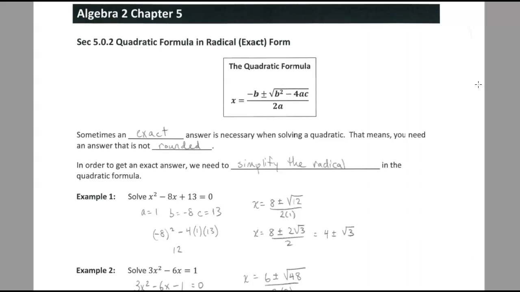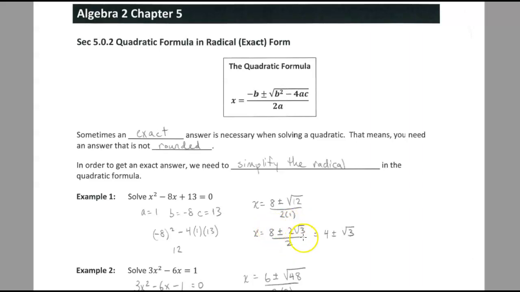So example 1, I've done the same procedure. I've gotten the discriminant first, came out to 12. I insert that into the quadratic formula along with the A and the B, A and the C. And so as we can see, x equals 8 plus and minus root 12 over 2. That root 12 simplifies into 4 times 3, and so that square root of 4 becomes 2. And now I have 8 plus and minus 2 root 3 over 2.